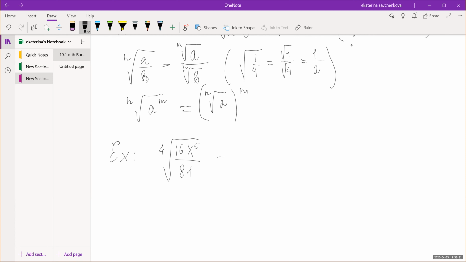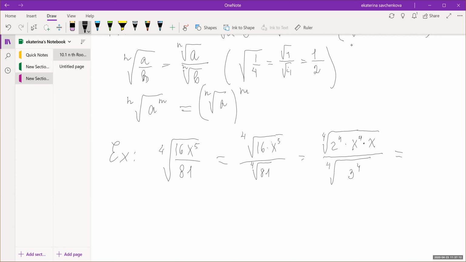I'm going to apply rule number 2 to the fraction. I'm going to extract the fourth root of 16 multiplied by x to the power of 5 and divided by the fourth root of 81. I'm going to recall that 16 is 2 to the power of 4, right? And x to the power of 5 can be represented as x to the power of 4 by x. I'm going to use it in the future. In the denominator, the fourth root of 81, it's actually the fourth power of 3. 81 is 9 by 9, and 9 is a square of 3, right?